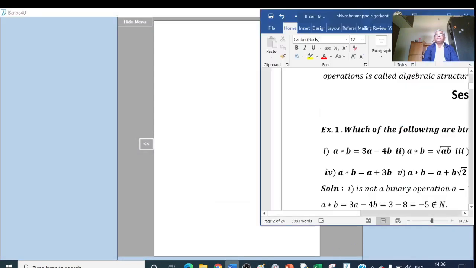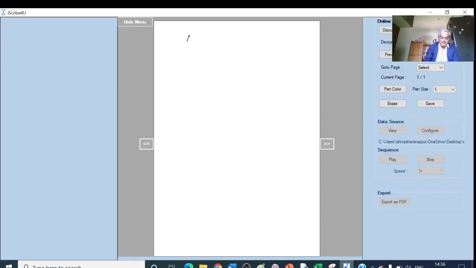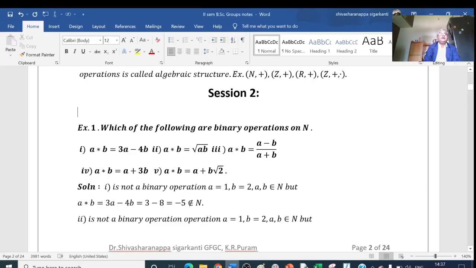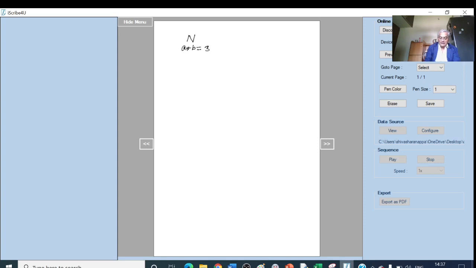What is the first one? First one is A star B equal to 3A minus 4B. So here my set is N. And star is defined as A star B equal to 3A minus 4B.